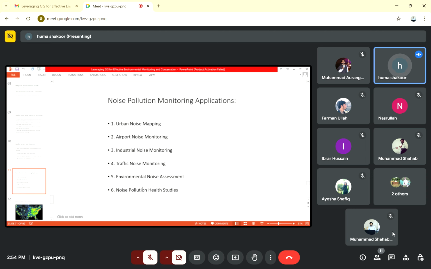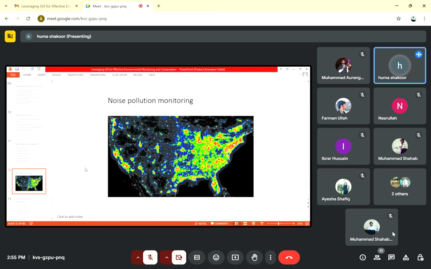In environmental noise assessment, this noise is called white noise. White noise includes all types of noises coming from urban areas, airports, industries, traffic, social gatherings, and events. All of this noise is called white noise, and it affects your environment, your health quality, and your environmental aesthetic. So to protect our environment, human health, and property, we are doing noise monitoring. This is one of the images which shows the urban areas that have a high level of noise.